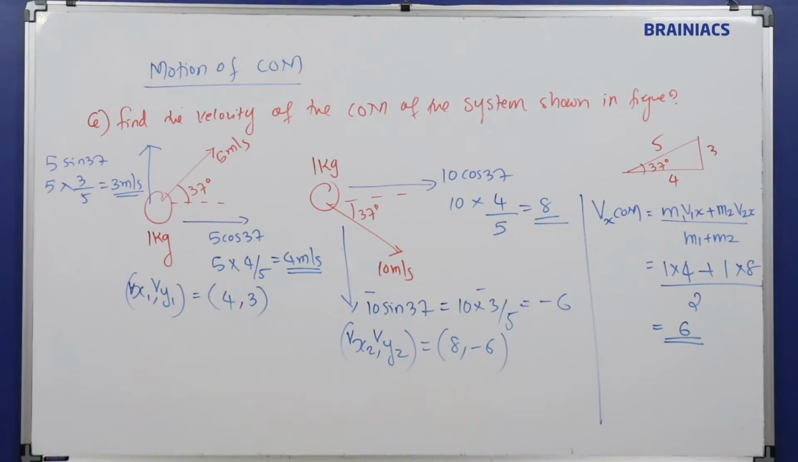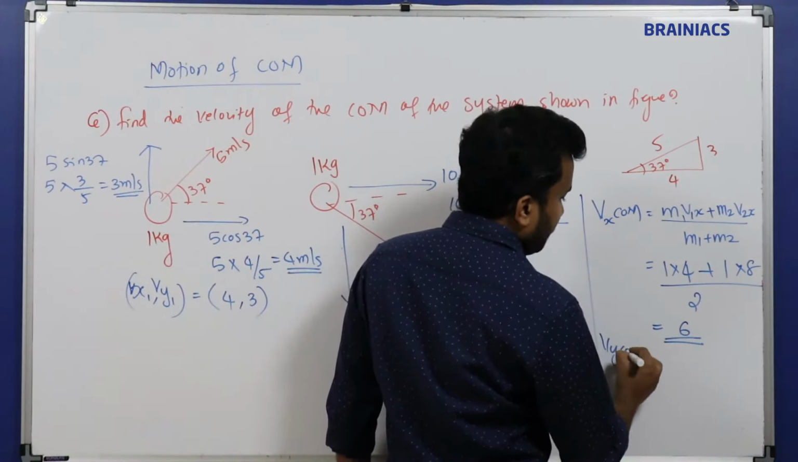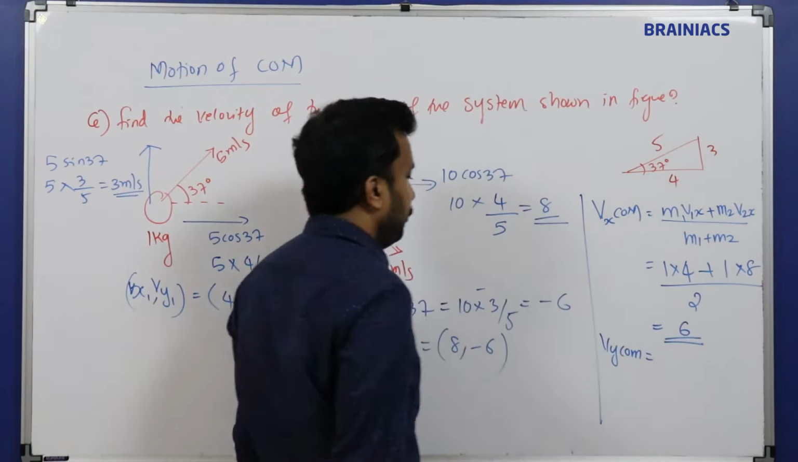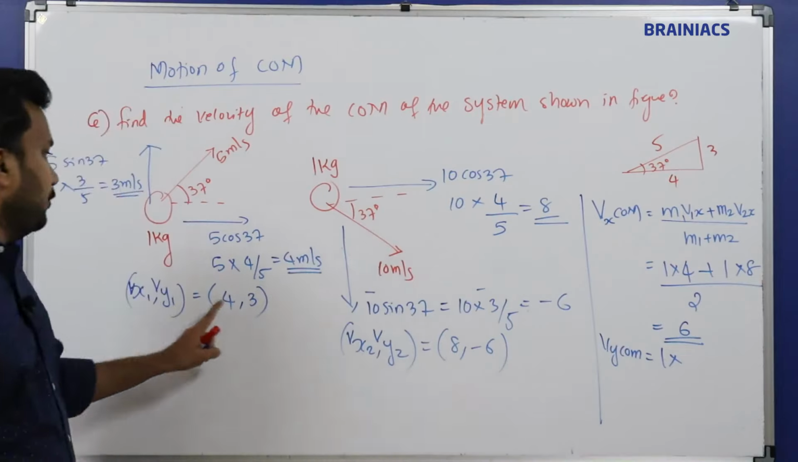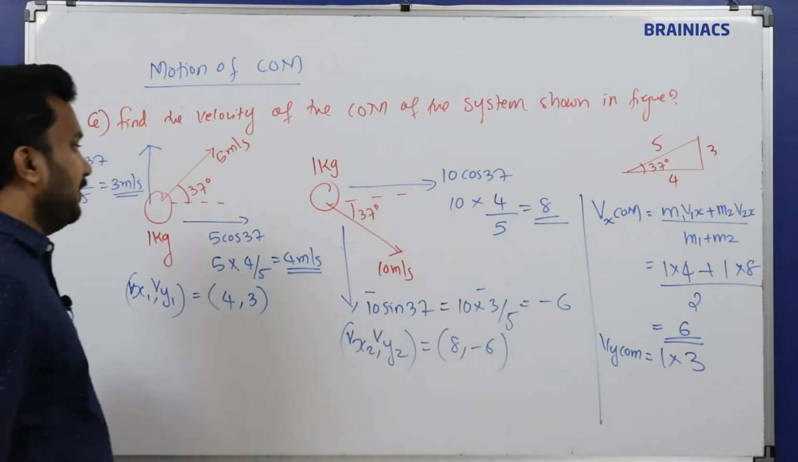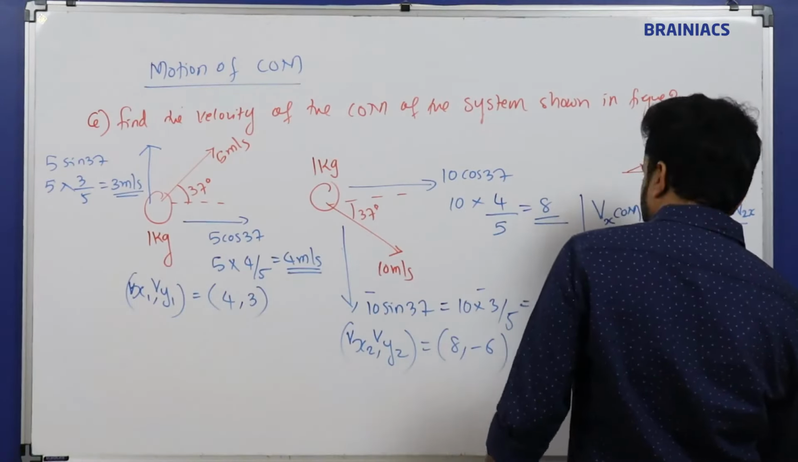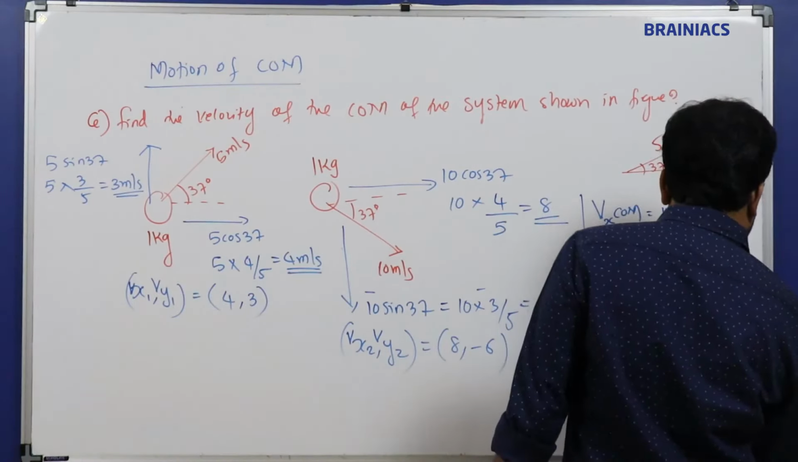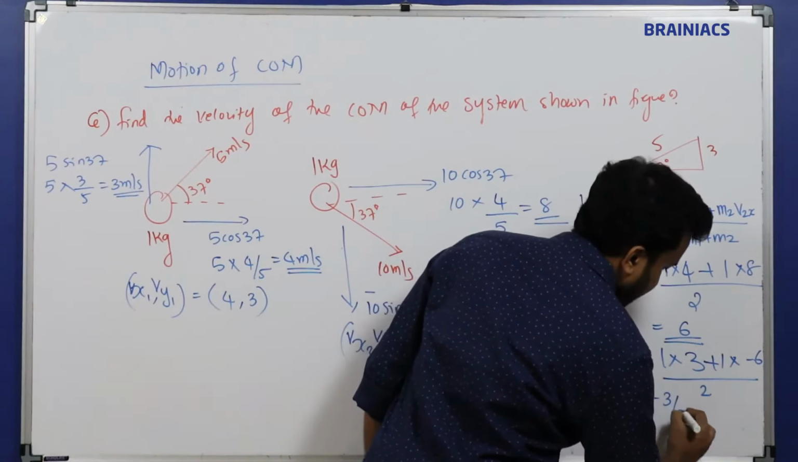Similarly, we have to find the velocity in the y direction. vycom is equal to m1 v1y plus m2 v2y, divided by 2. That is 1 into 3, plus 1 into minus 6, divided by 2. So 3 minus 6 is minus 3, divided by 2, so minus 3 by 2.